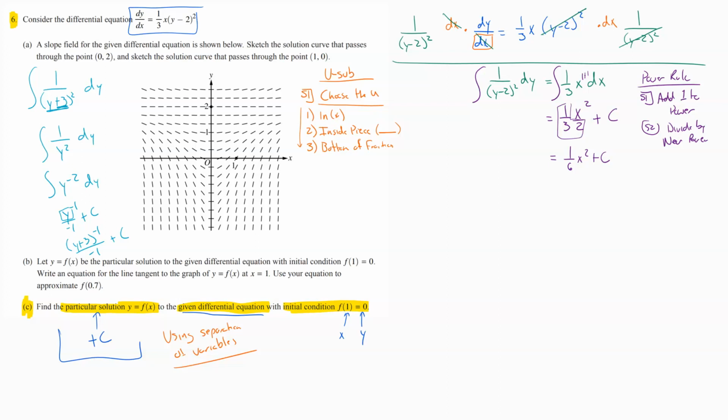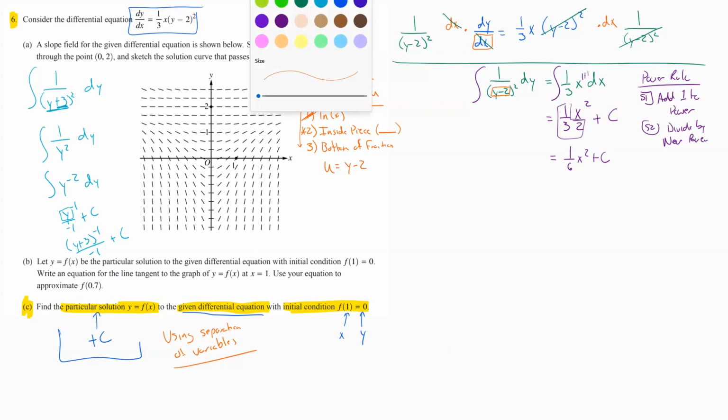So starting at the top, there's definitely not a natural log in there, so I'm not going to use that option. Then the second option is an inside piece. And what you can see is for sure this y minus 2 is inside that second power, inside that squared. So my u on this one is going to be y minus 2.